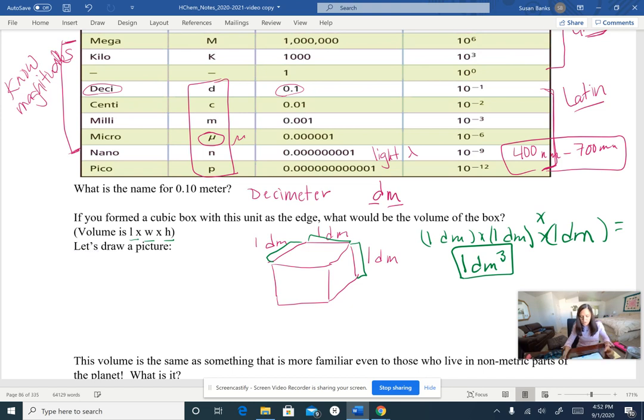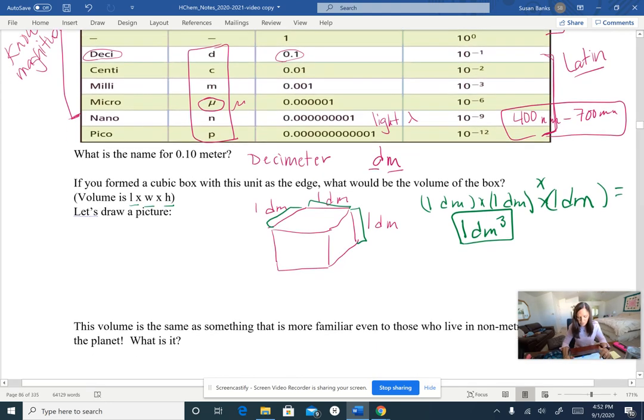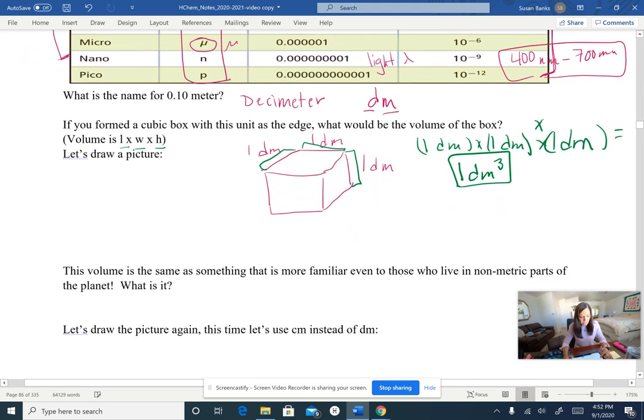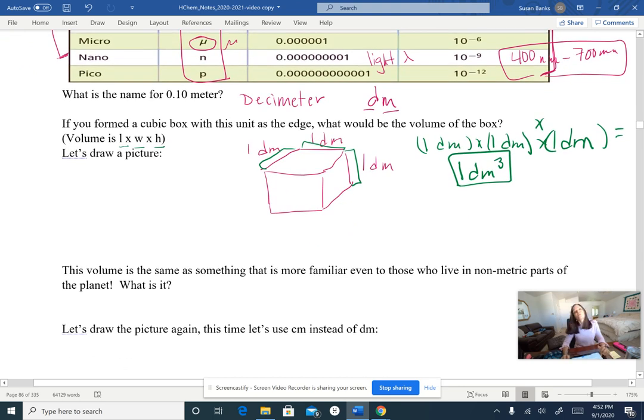So this is a volume that we actually use quite a lot, even here in the United States. The United States, and this is my little soapbox, is pretty much the only country in the world that does not use the metric system. And for the life of me, I cannot figure out why we have not joined the rest of the world in using the metric system.